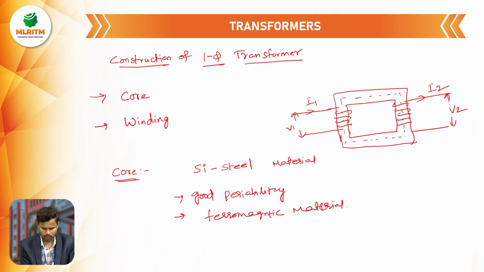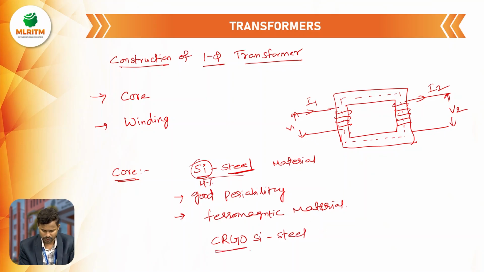For the transformer core, 4% of silica material is added to the steel, then it becomes silica steel material. After that, we do the CRGO process, and then it becomes CRGO silica steel material.